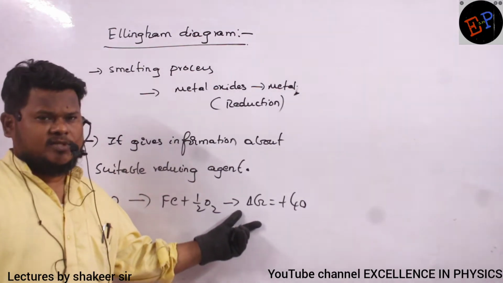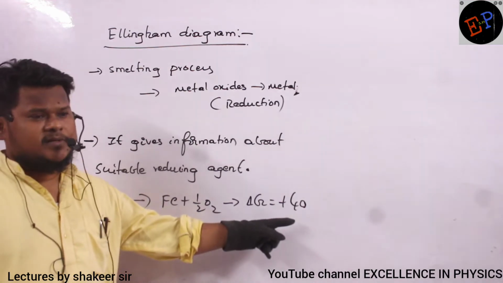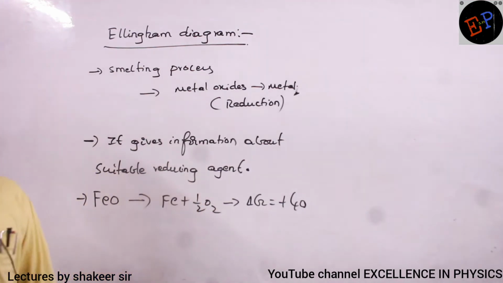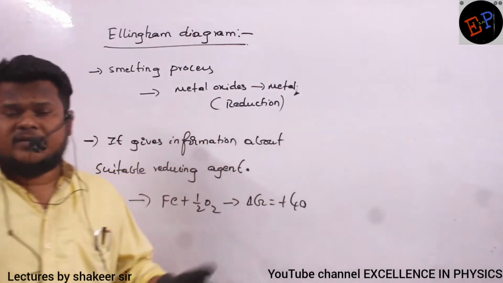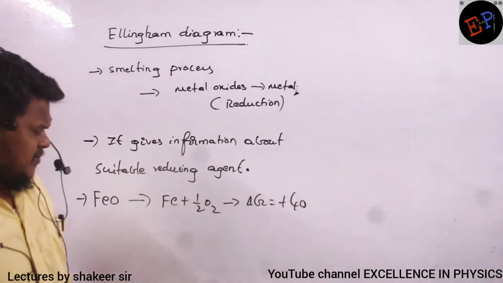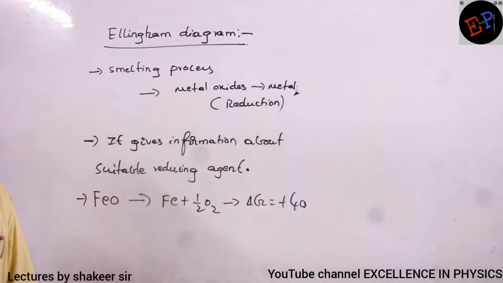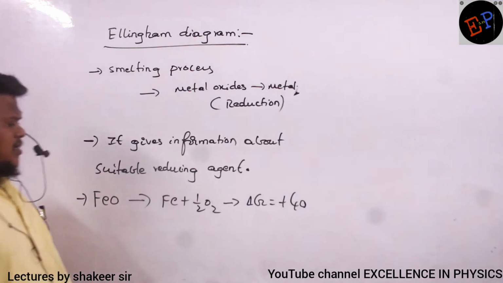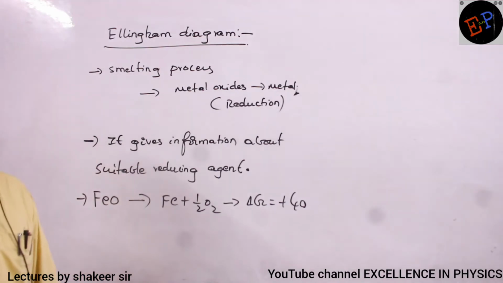Gibbs free energy, no? Change in Gibbs free energy. So for this condition, change in Gibbs free energy is plus 40. What do you understand by plus 40? Gibbs free energy we have already discussed many times in the previous chapters. If it is plus 40, what we understand is that this reaction is not possible. This is not a feasible reaction.